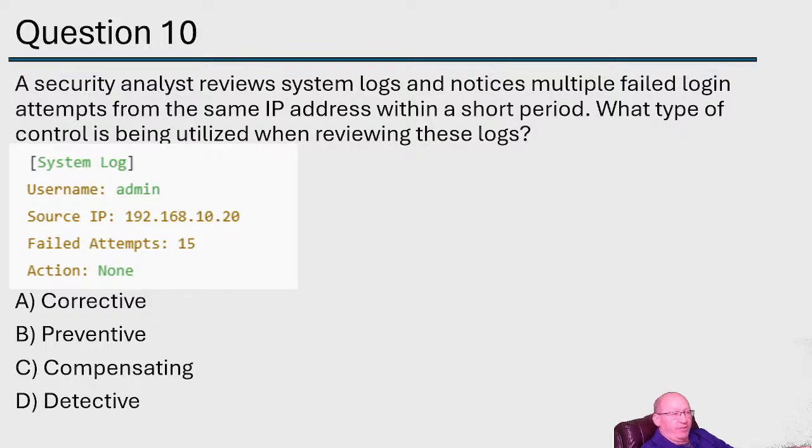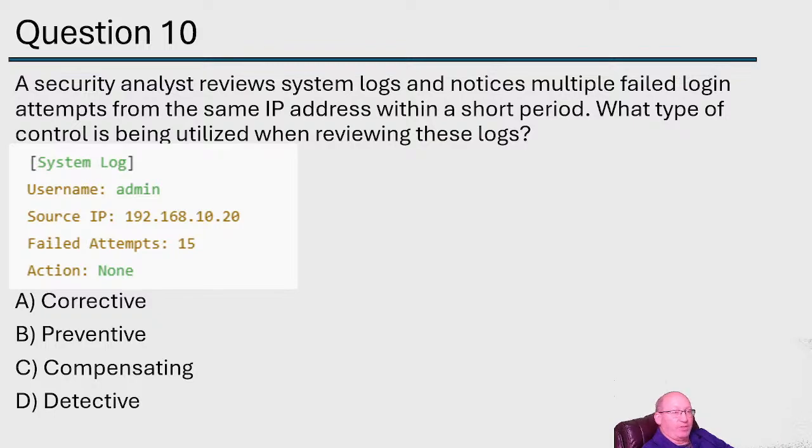Then we see preventive control. The security analyst reviews system logs and notices failed login attempts, but we're not seeing a prevention in place. As a matter of fact, our action was none, even though we had 15 failed attempts. So I don't think it could be a preventive control. Then we see a compensating control, where we have one problem and then we compensate for the shortcoming. But we're not seeing that either, which means it must, by process of elimination, be D. It must be D, detective control.